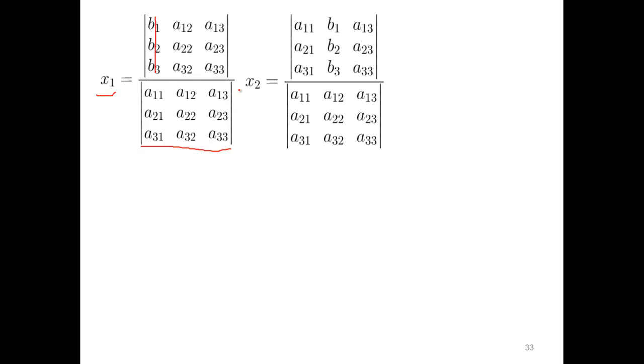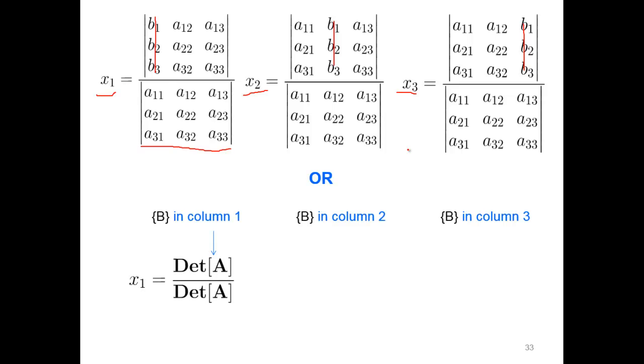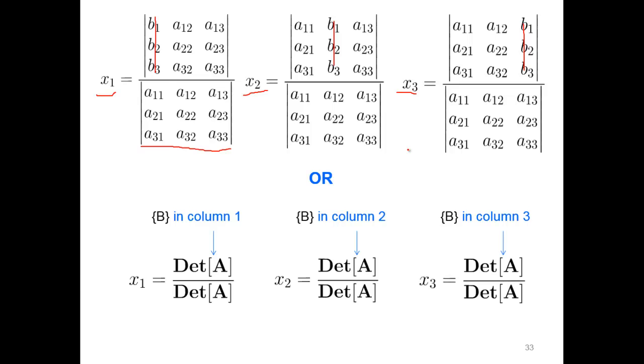For A2, same denominator, but in the numerator we now replace the center column with our B values. And for x3, we're replacing the last column with the B matrices. Or another way we could write this is we're going to put column B in column 1 of our determinant of A. Put our B column matrix in column 2 of our determinant A. And we'll put our column matrix B in column 3 of determinant A. So a couple different ways we can explain that, but that's what the step looks like.